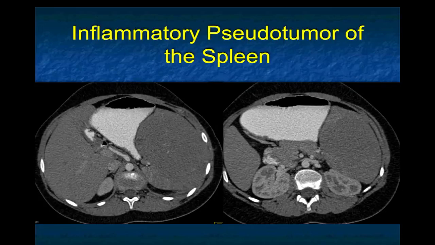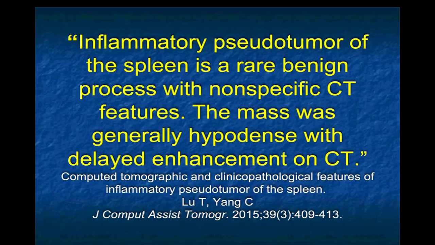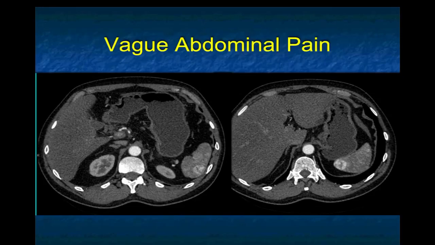And this was an inflammatory pseudotumor. And I just show you this case. It's a good example of a large splenic lesion, and it's impossible to diagnose. This article makes the point: it's hypodense, it's rare, but the only way you could diagnose it is with pathology. That's it.